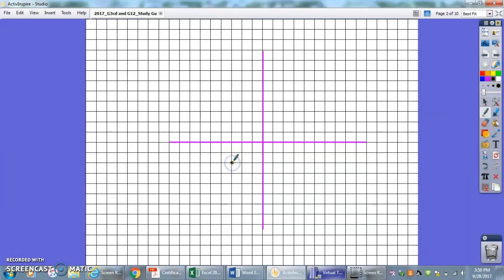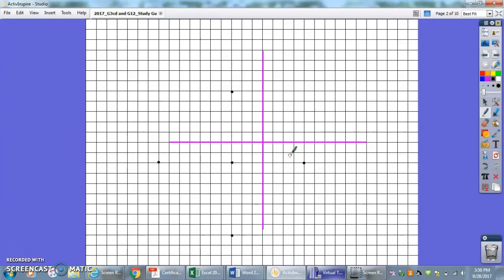There we go. Alright, and again, my radius is 7, so I'm going to be counting 7 spaces in each direction: up, down, left, and right. Alright, so here we go. 1, 2, 3, 4, 5, 6, 7. And then last but not least, 1, 2, 3, 4, 5, 6, 7. Okay, there it is. Looks nice.